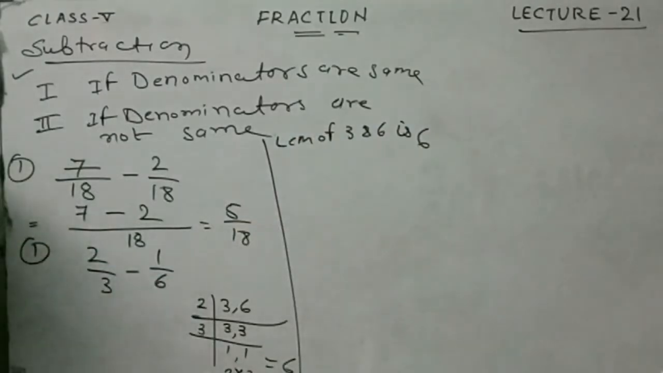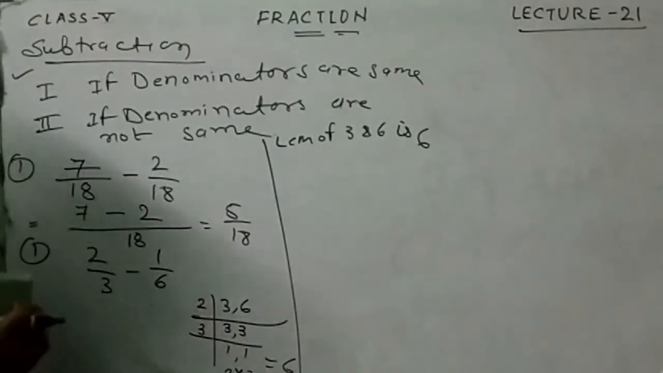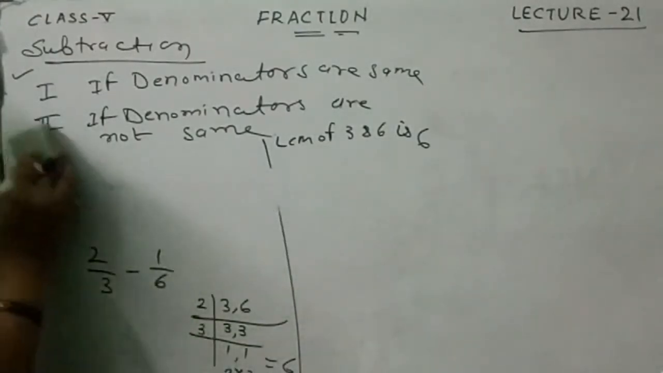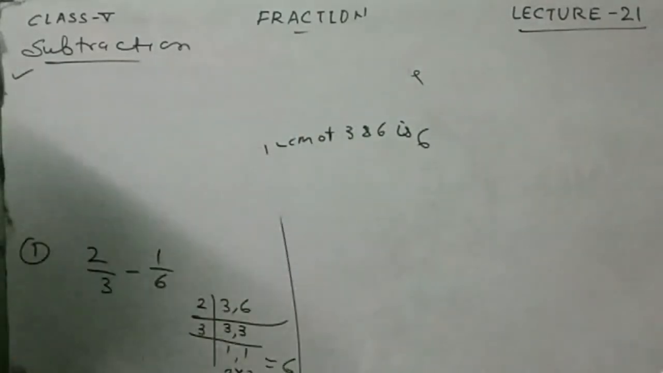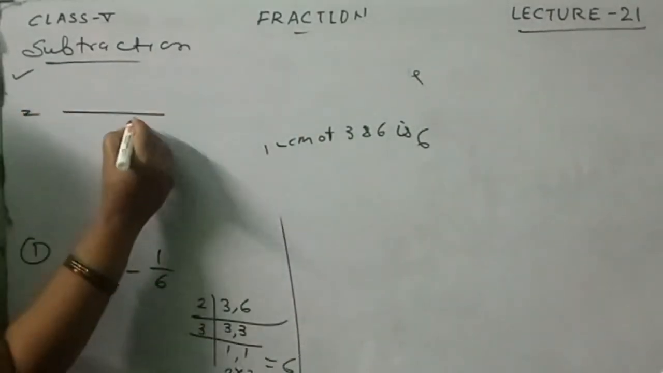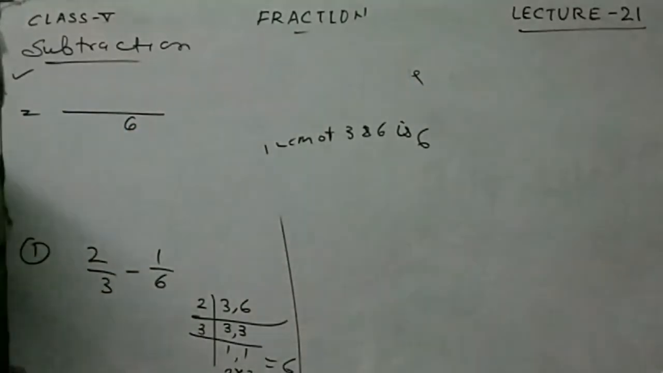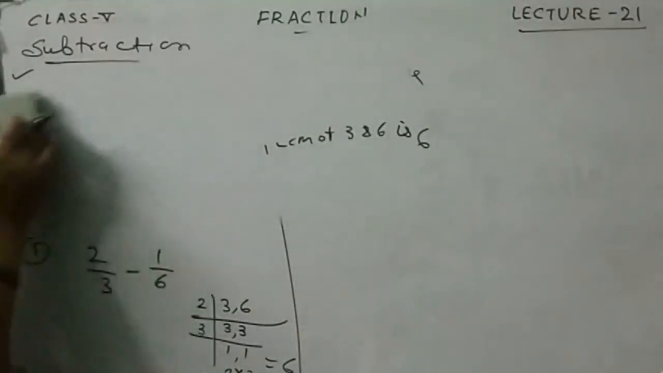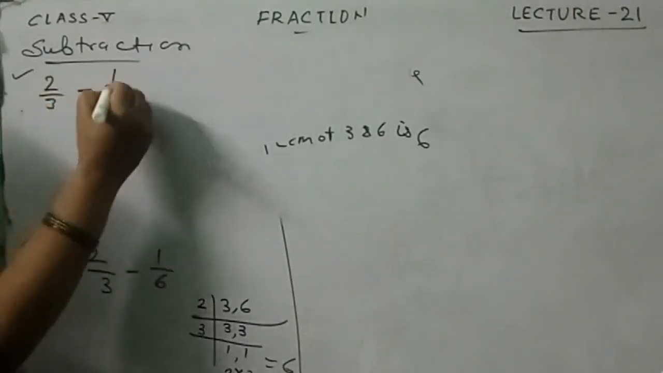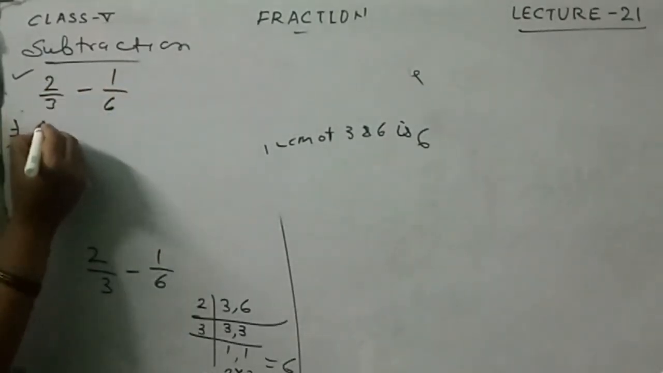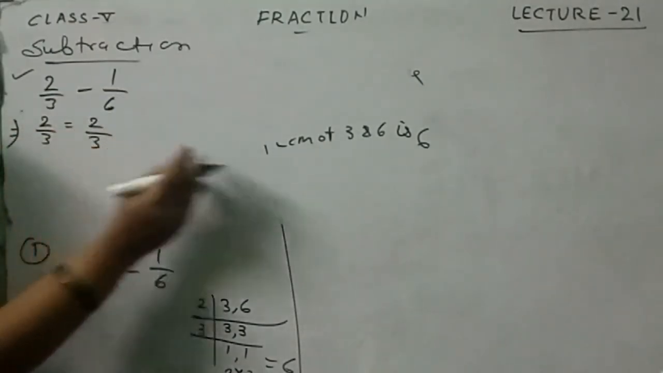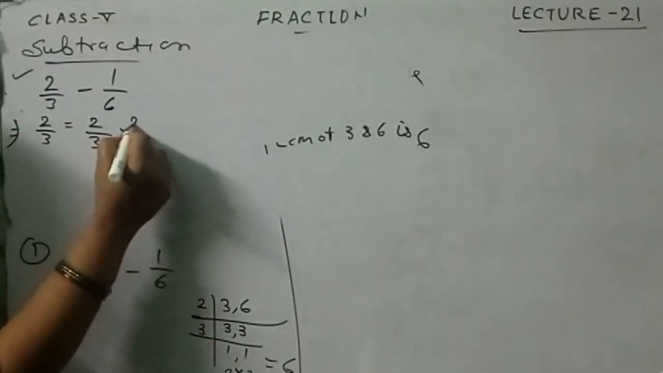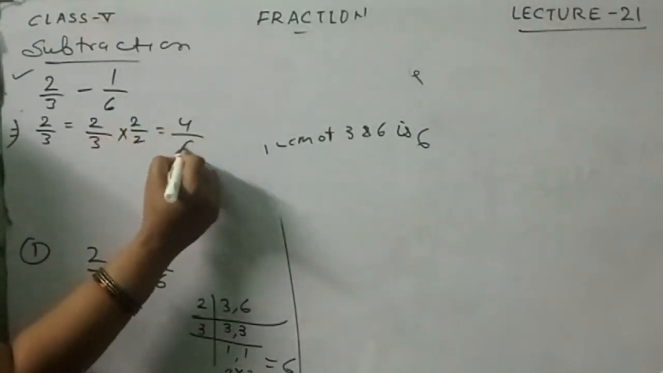Now we get the LCM of 3 and 6. What did I get? 6. In the denominator you write 6. And see, the first fraction is 2 by 3, minus 1 by 6. What number will we multiply with 3 so that it will be 6? 3 2s are 6. So right, 2 2s are 4 and 3 2s are 6.